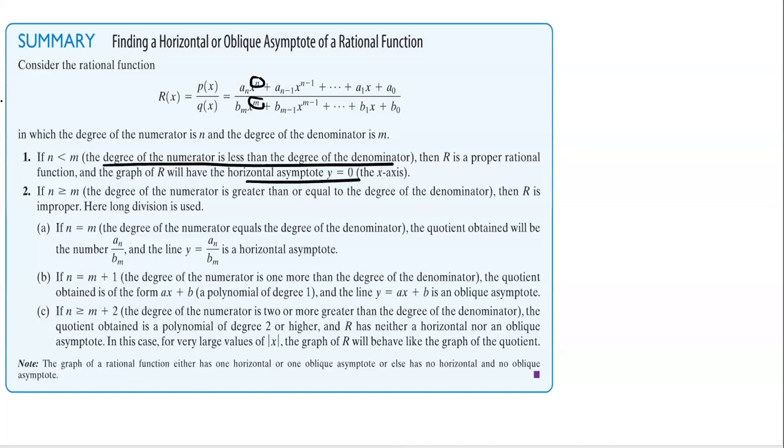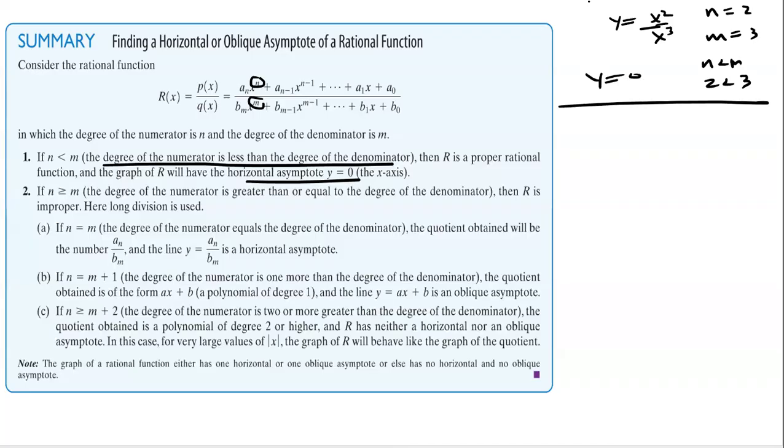All right. So for example, if I have y is equal to x squared over x cubed, okay, so n is equal to 2 and m is equal to 3. So notice that n is less than m because 2 is less than 3. Okay, so in this case then, if we have this scenario, then y is equal to 0 is our answer. That means we have a horizontal asymptote at y is equal to 0. Okay. All right, so that's what that's saying.